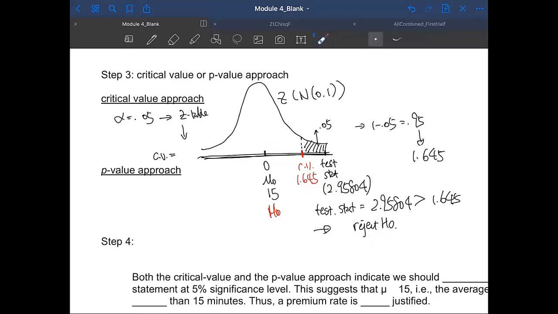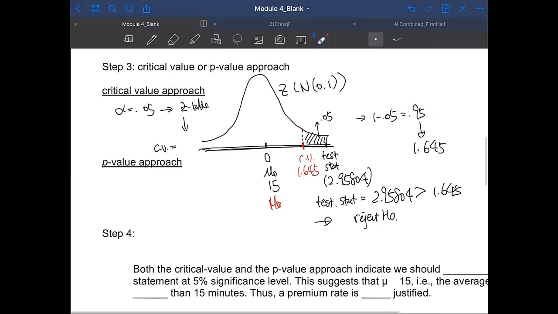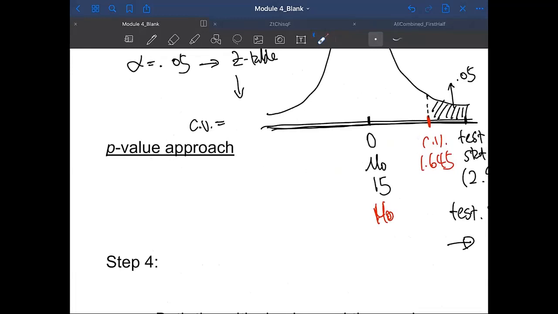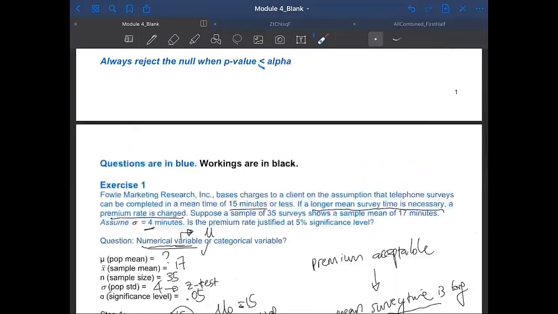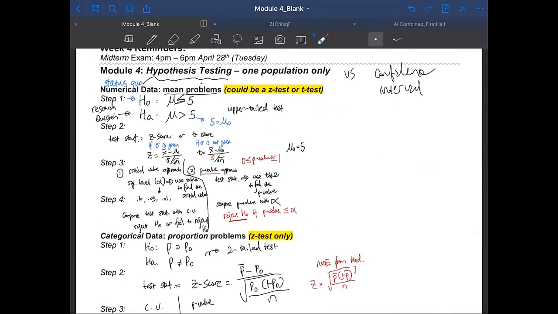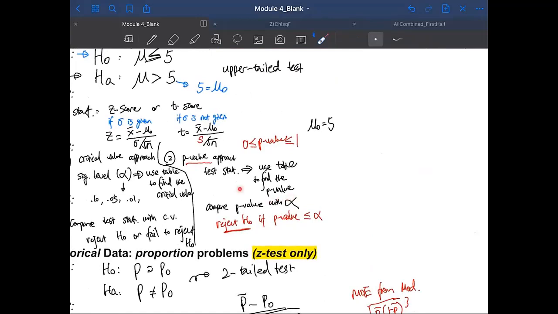Okay, so this is the critical value approach, and we can solve it using a p-value approach as well. I need a little bit more space, so I'm going to just zoom in. For the p-value approach, we certainly want to find a p-value. To do that, I'm going to start with the significance level, which I have already talked about early on. To find this p-value, you want to start with a test statistic, and then you're going to use your table to find a p-value.